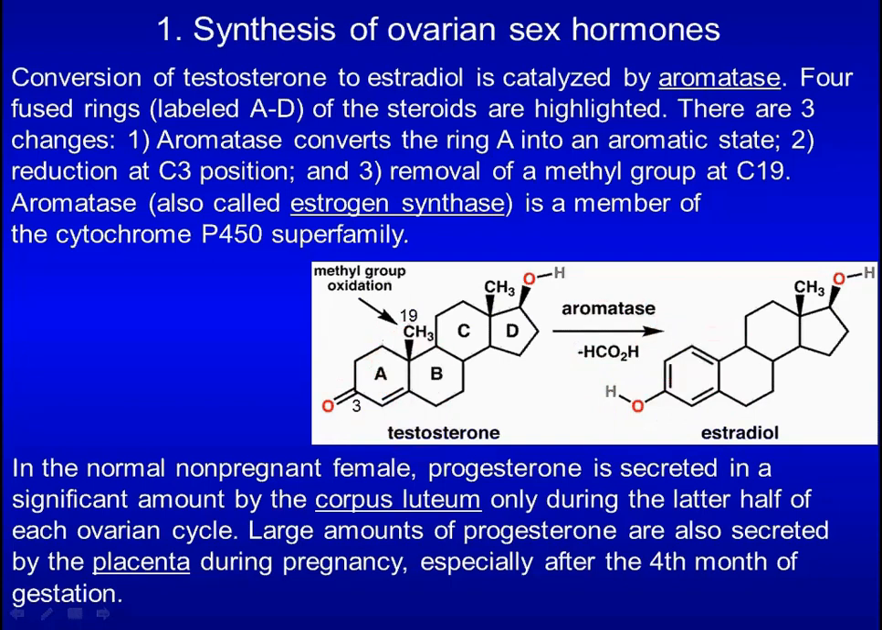In a normal non-pregnant woman, progesterone is secreted in a significant amount by corpus luteum only during the later half of each ovarian cycle.